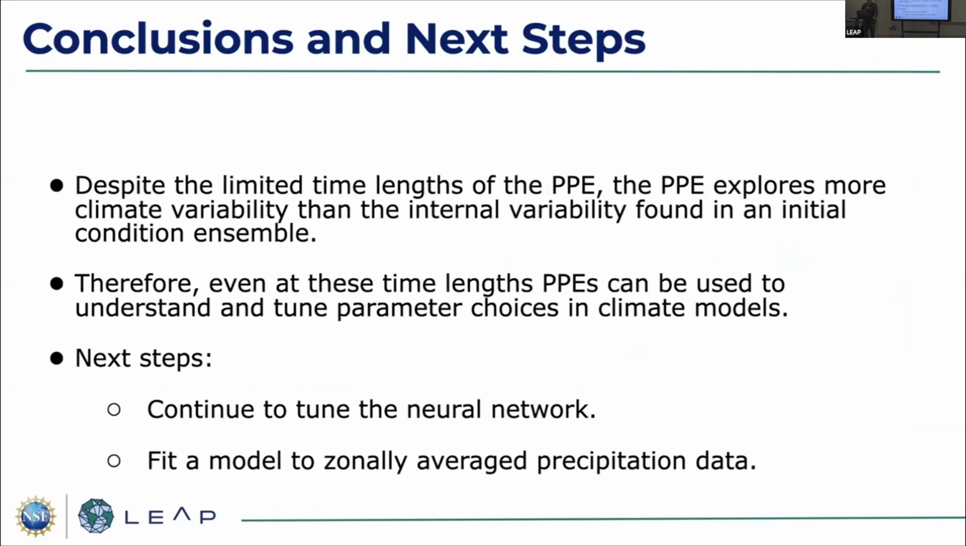Okay, so in conclusion, despite the limited time lengths, the PPE explores more climate variability than the internal variability found in just an initial condition ensemble. So even at these short time lengths, PPEs can be used to understand and tune parameter choices in climate models. Some next steps for this work would be to continue to tune the neural network and also fit a model to zonally averaged or even higher resolution precipitation data.